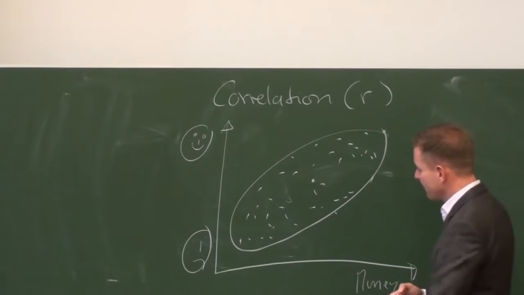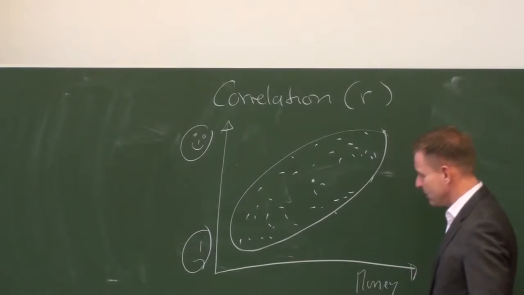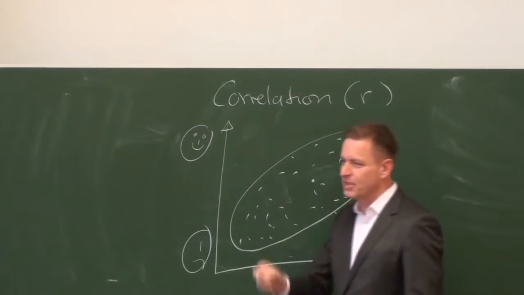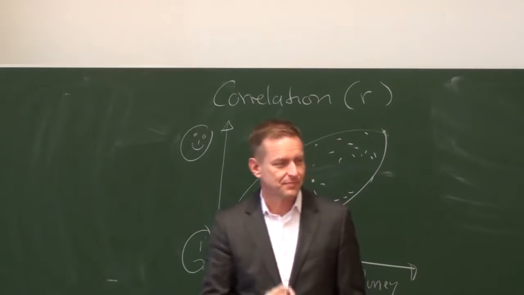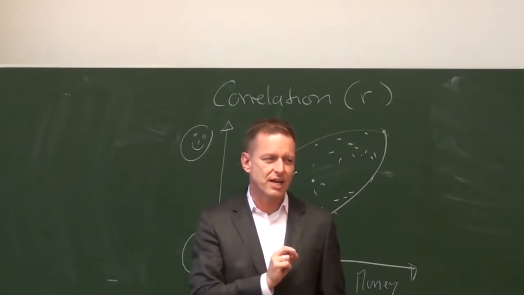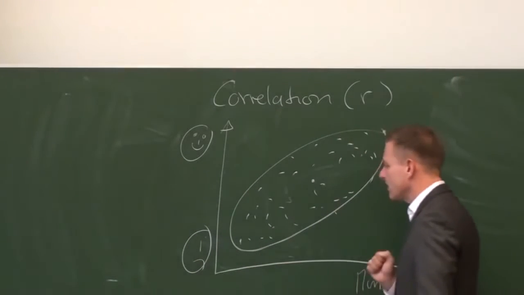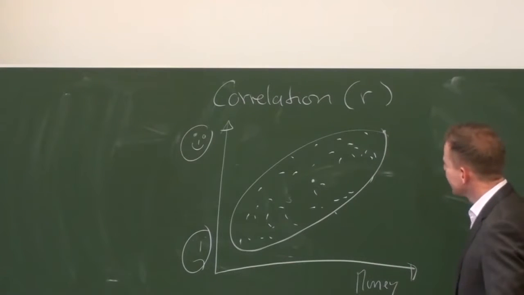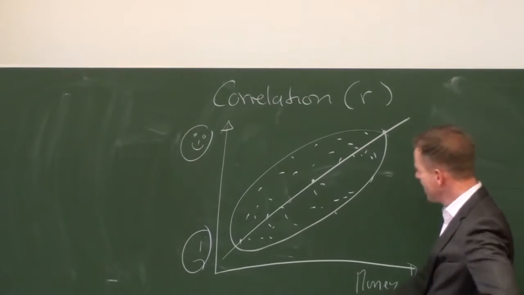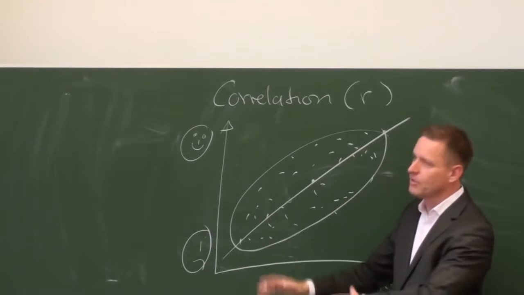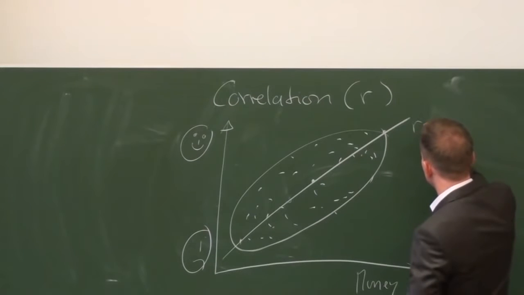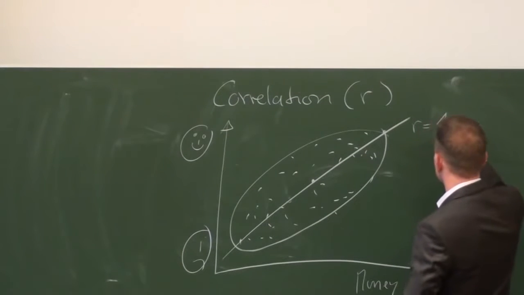Okay. Now, question. If the relationship between money and happiness would be absolutely perfect, yeah, there would be really a direct relation between these two variables, how would this cloud look like? Yes, it would be a line. You could really say, the more money you have, the happier you are, full stop. If this would be the case, the correlation would be what? 1. Right.